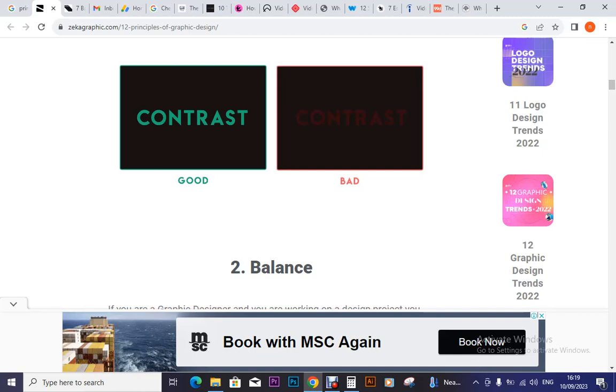Then in the third video, we are going to be looking at balance. What do we mean by balance in graphic design? Our first principle, if you remember properly, was contrast. With contrast, we talk about color usage, where we have to use a dark color against a light color. So let us meet in the next video, on the second principle, that is balance.